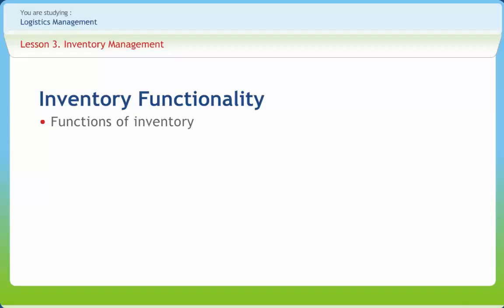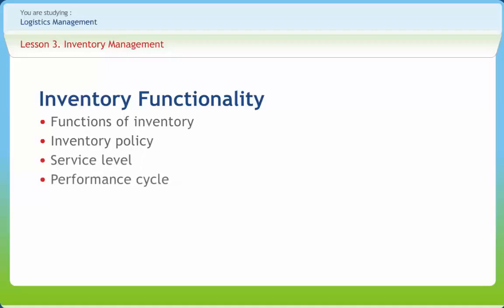Now let us discuss some inventory functionalities. Functions of inventory are concerned with geographical specialization, decoupling, balancing supply and demand, and buffering uncertainties. Inventory policy includes what to purchase or manufacture, when to take action, and in what quantity. Service level is the target specified by management. Performance cycle can be explained as the elapsed time between the release of a purchase order by a customer and the receipt of the corresponding shipment.